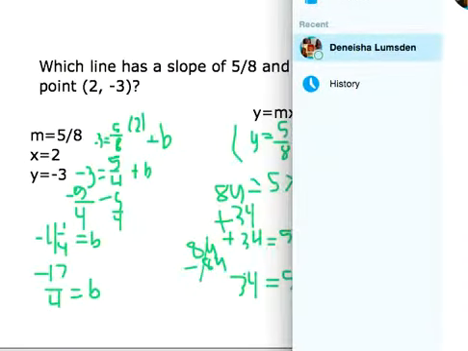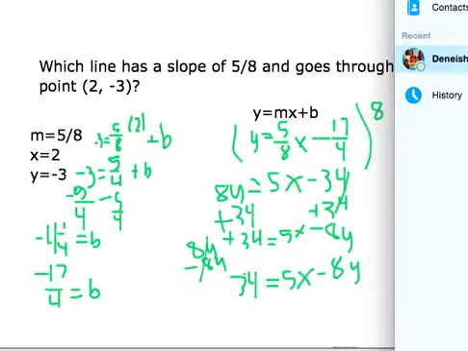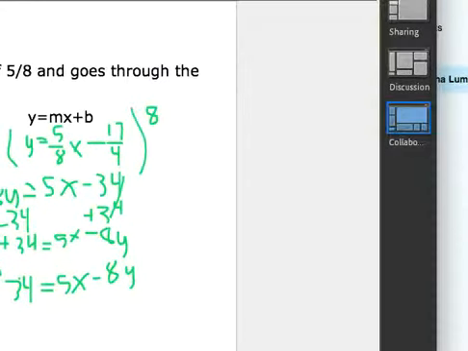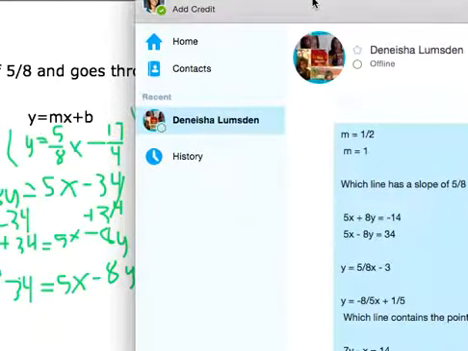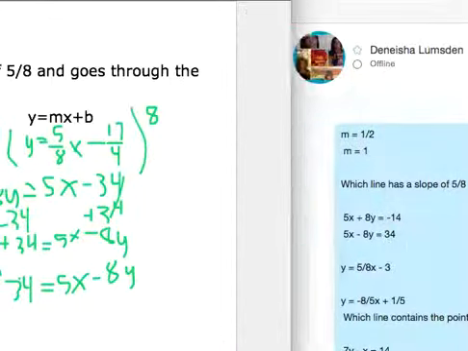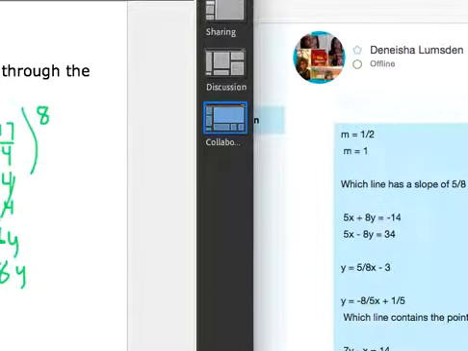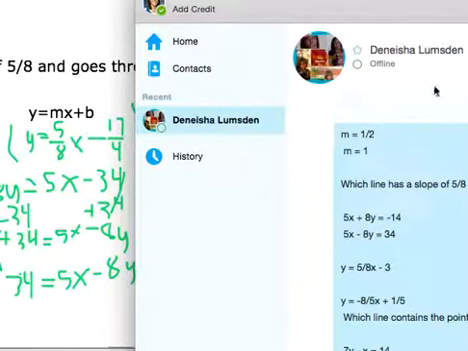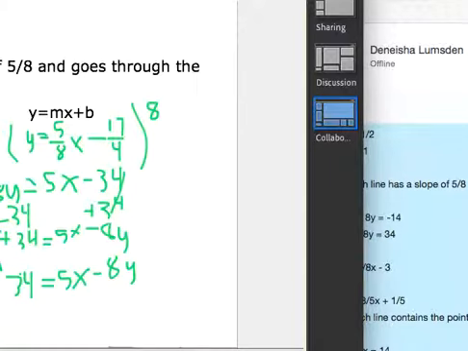So let's see if I can get both of these on the same page. It's not working out for me. Okay, kind of see it now. So 34 equals 5x minus 8y. So then you know it's B. So anyways, hopefully that helps. That one can be kind of a little bit confusing.